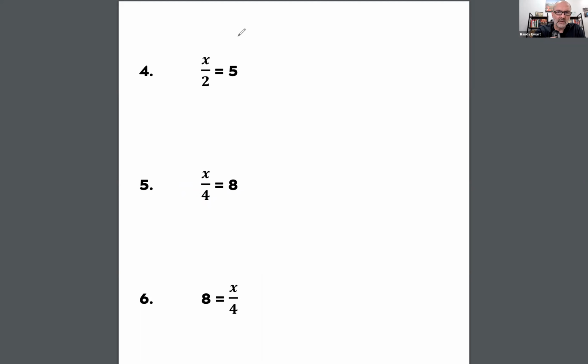Now the x is on the other side. It doesn't matter as long as you do the same thing to both sides. There's a 4 next to the x, but it's divide by 4. So I'm going to multiply. 4 divided by 4 cancels. It's 1. 1 times x is x. So I get x equals 4 times 8 is 32. Done.